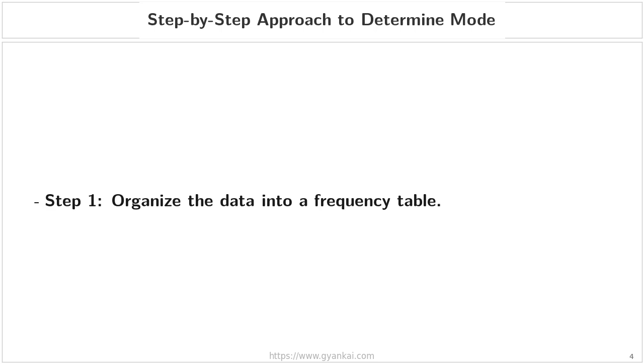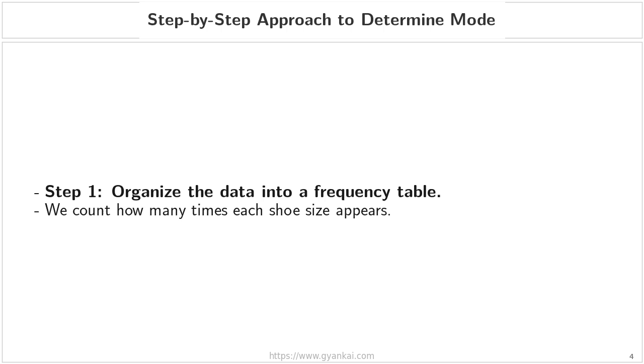Step-by-step approach to determine mode. Now that we have our raw list of shoe sizes from the previous slide, we shouldn't try to find the mode just by glancing at the list, as it can get confusing with larger datasets. Instead, our first step is to organize this data into a frequency table. This makes the information much clearer. To do this, we simply go through our list and count how many times each specific shoe size appears.